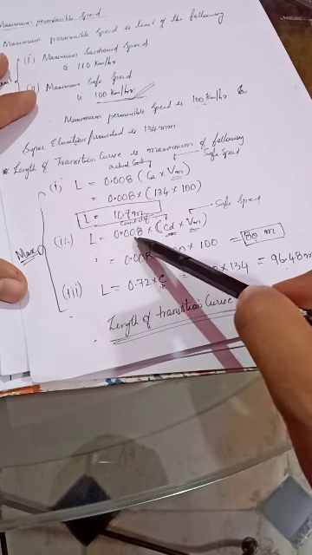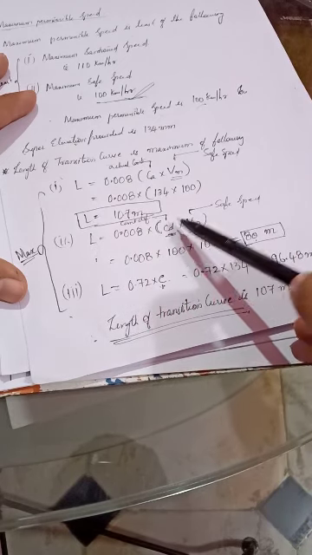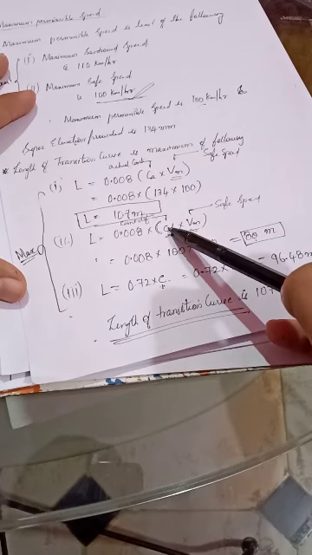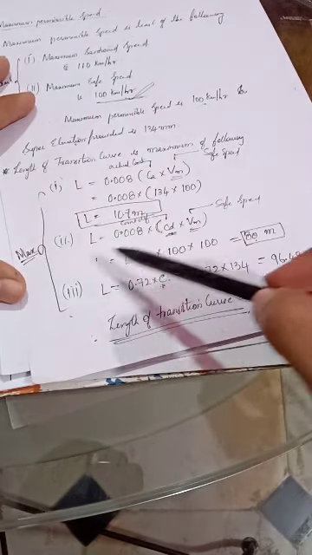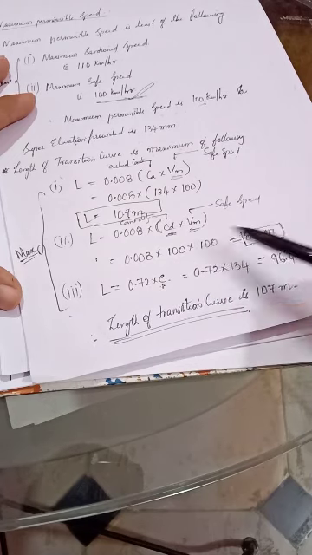Second formula, 0.008 into CD into VM. CD is nothing but cant deficiency. Again VM here is safe speed. The value of cant deficiency is 100. We know that. What is the value of VM? Safe speed 100. So again we have substituted these values. We have got 80 meters.